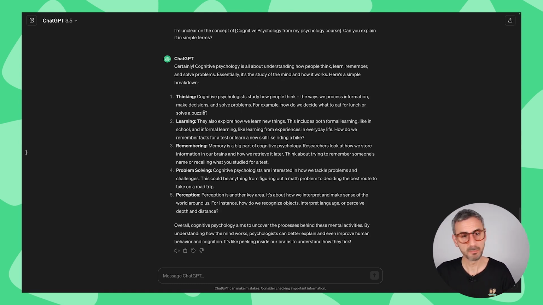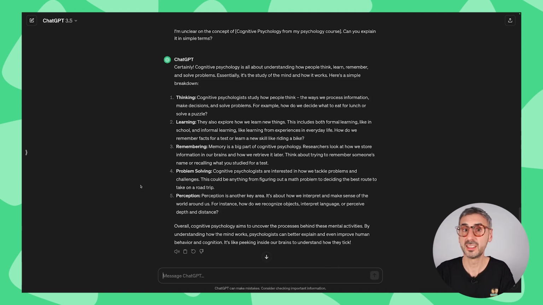So thinking, learning, remembering, problem solving, and perception. Overall, cognitive psychology aims to uncover the processes behind these mental activities. By understanding how the mind works, psychologists can better explain and even improve human behavior and cognition. It's like peeking inside our brains to understand how they tick.